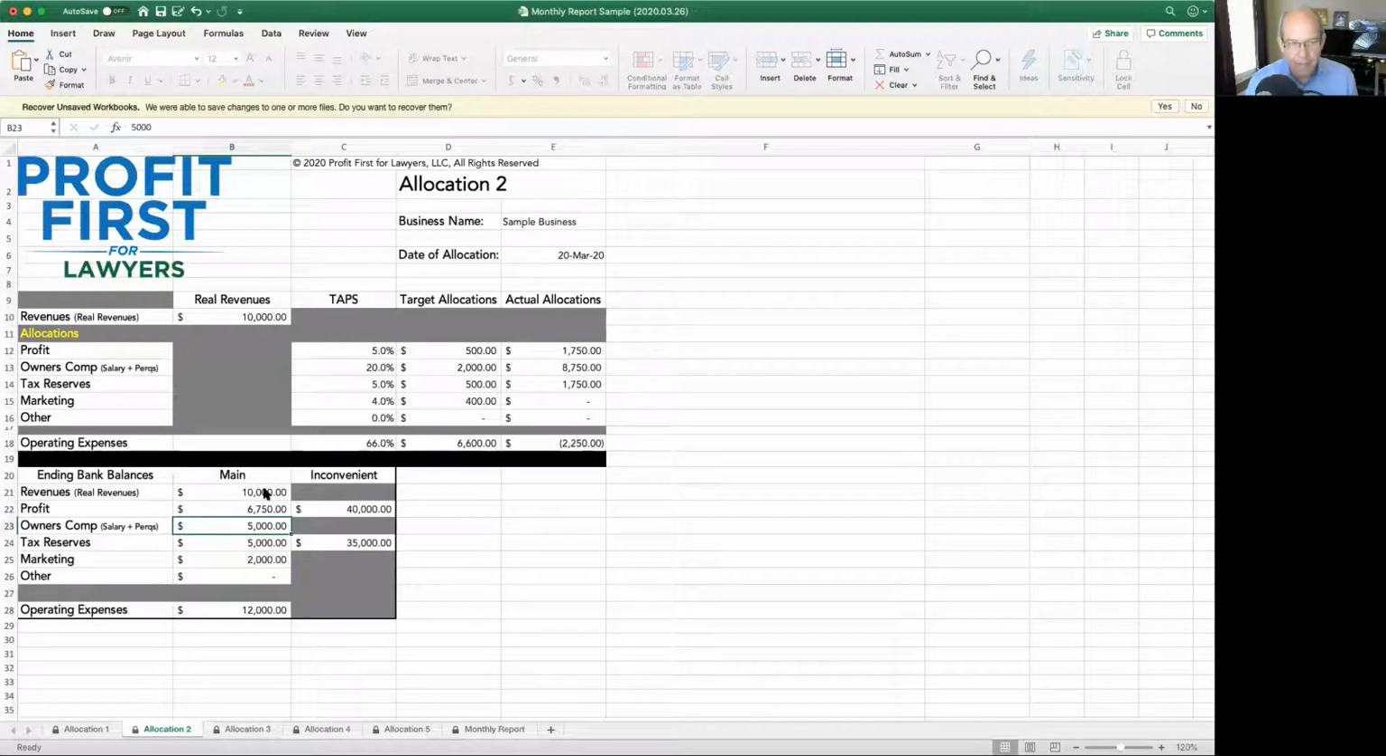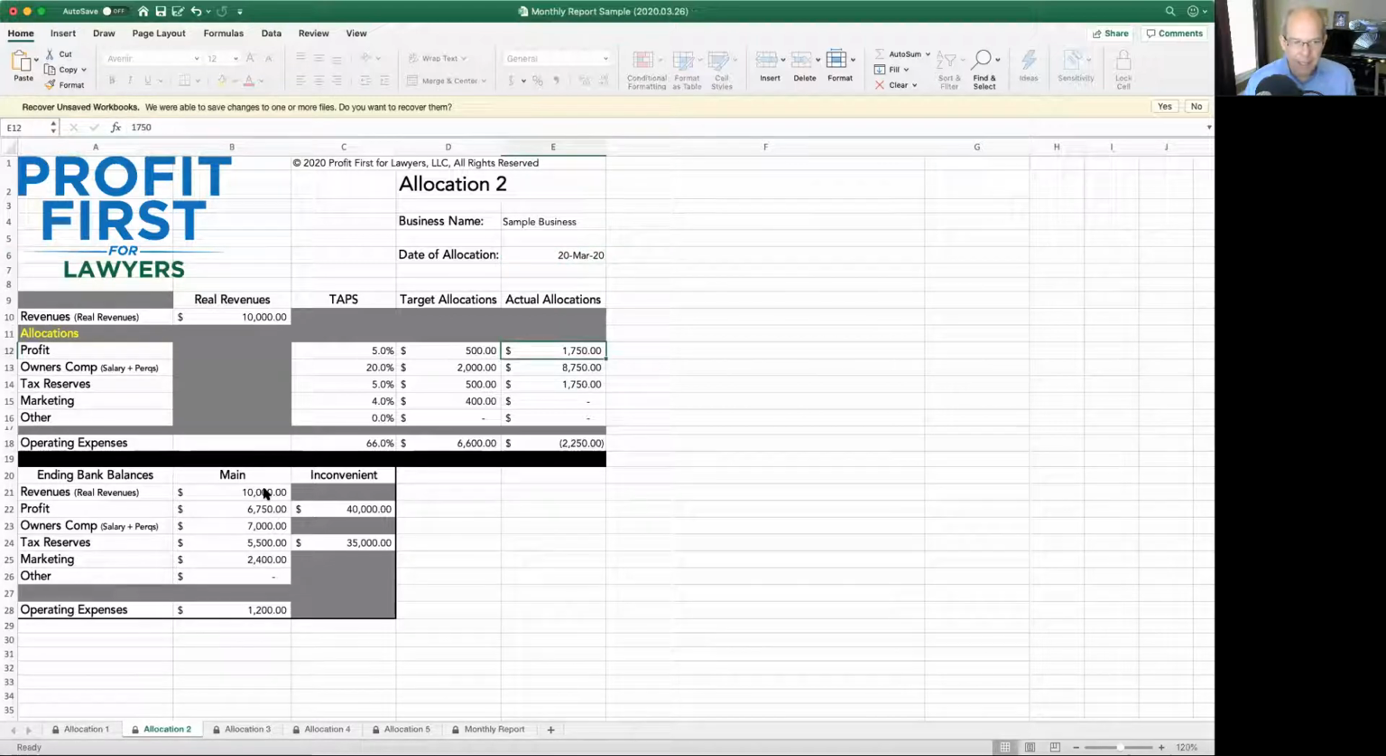Our owner's comp, which before had $5,000, but we put $2,000 in before, had $7,000 in it. The tax reserves had $5,000 in, but now have $5,500 in. We haven't sent anything to the inconvenient account, so those don't change. We have $2,400 now in the marketing. And operating expenses, again, let's say we're running pretty lean, only have $1,200, and the inconvenient accounts stay the same, probably, unless you have done a distribution out to them.